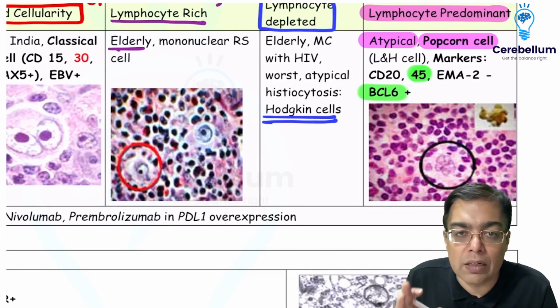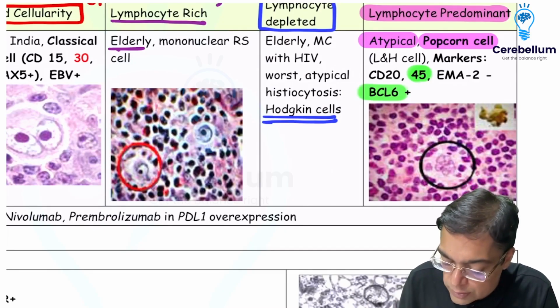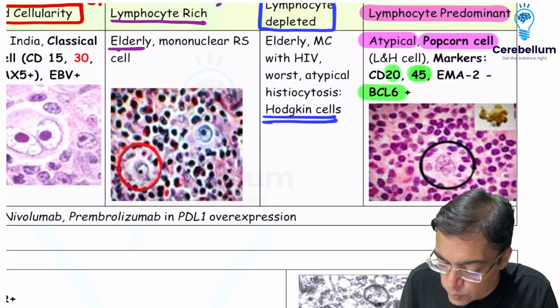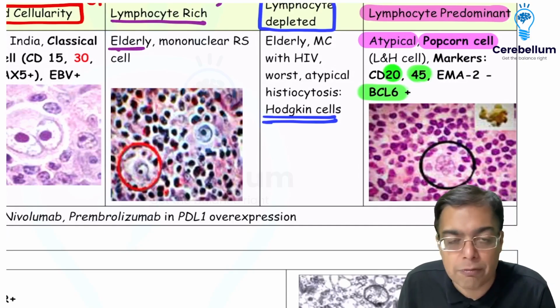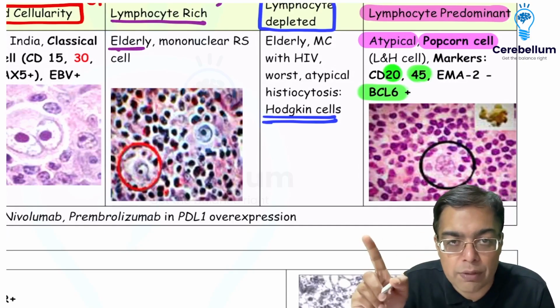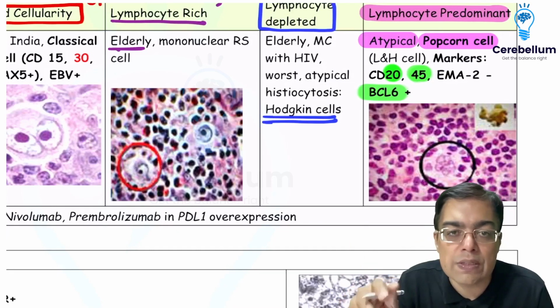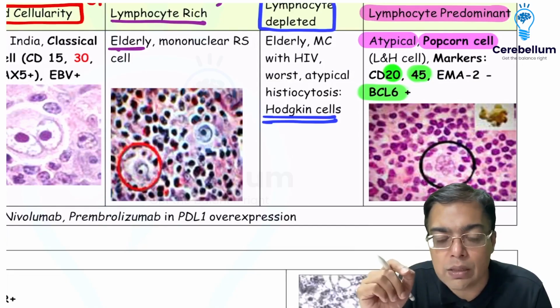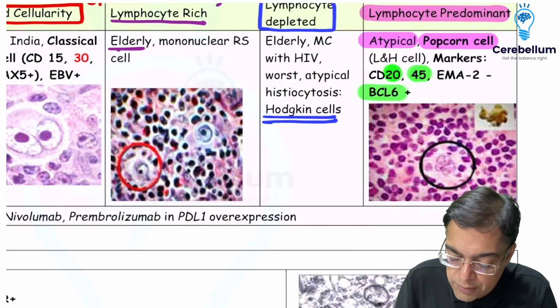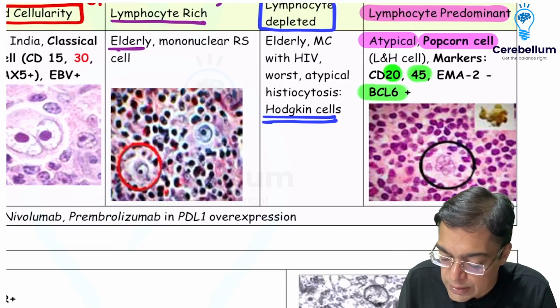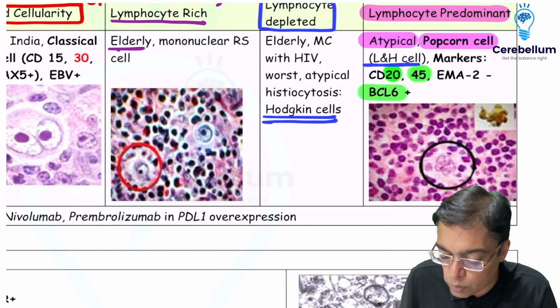So CD15 and CD30 are not present over here. As an alternative, what are the markers present over here? CD20 is present, and we are going to have markers like BCL6 and CD45. So no association with EBV, very good prognosis, less aggressive, atypical Reed-Sternberg cell called a popcorn cell. This popcorn cell is also referred to by the other name of a lymphohistiocytic cell at times. That is what we need to remember over here.